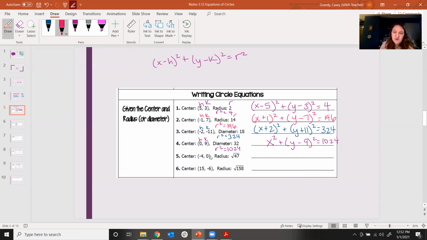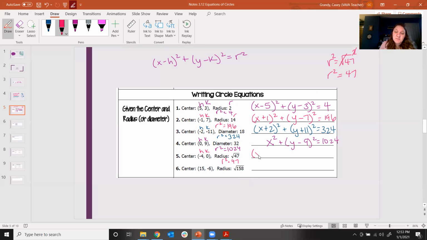Now the next one, we have a 0 as our K, so we have H, K. And our radius is the square root of 47. All right, well, if the radius is the square root of 47, what is R squared? So we're going to square both sides. Remember, a square root and a square cancel. So R squared is just 47. This one sometimes throws students for a loop. If your radius is the square root of 47, and I square both sides, the square and the square root cancel, leaving me with R squared equals 47.